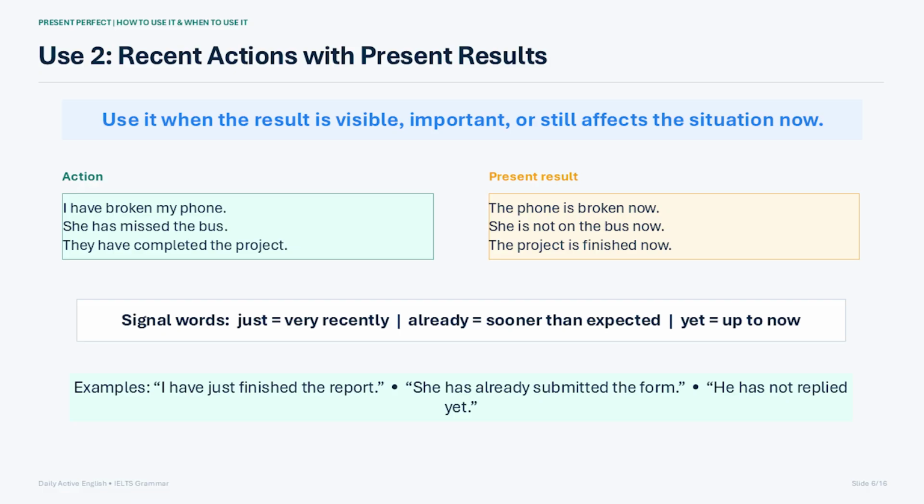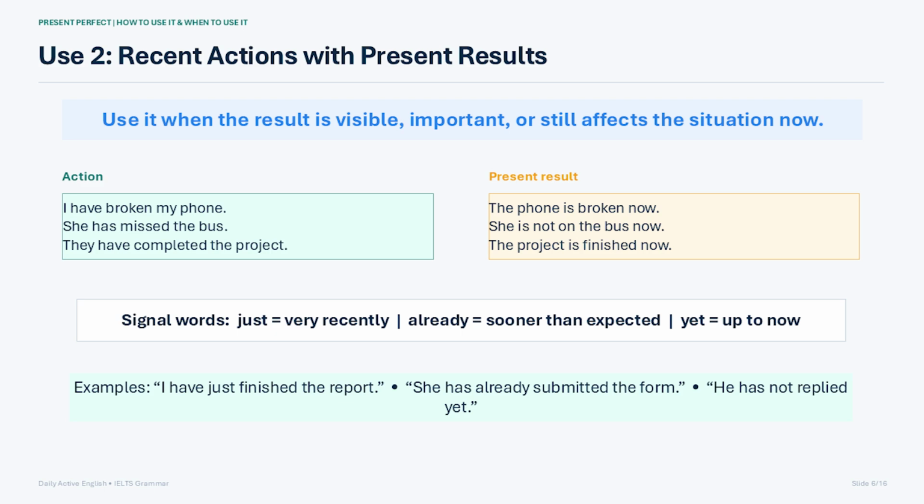They have completed the project. This means the project is finished now. In these examples, the exact time is not the most important thing. The important thing is the present result.